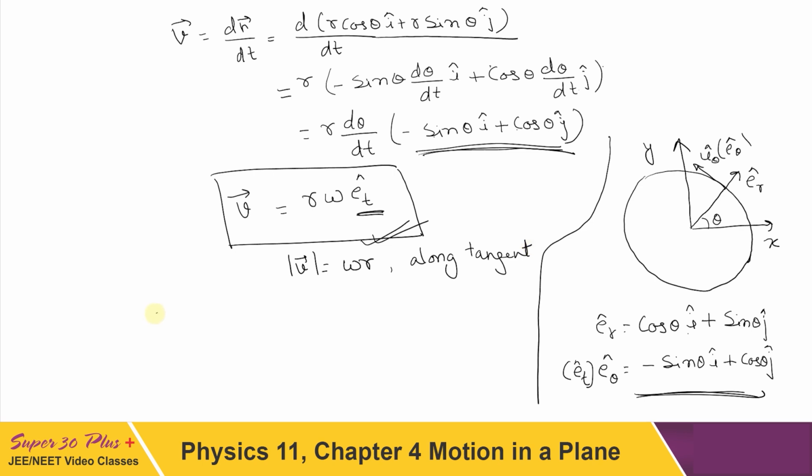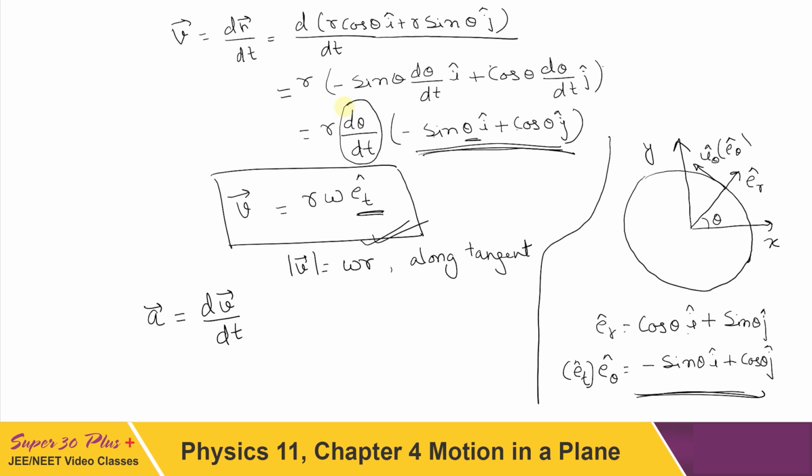Okay, now come to the acceleration term. Again, this velocity has to be differentiated. But now one problem is there. While differentiating velocity, as you can see in the expression of velocity, there are two variables involved. One is theta and the other is this term omega. Now, it is possible that omega is also variable.